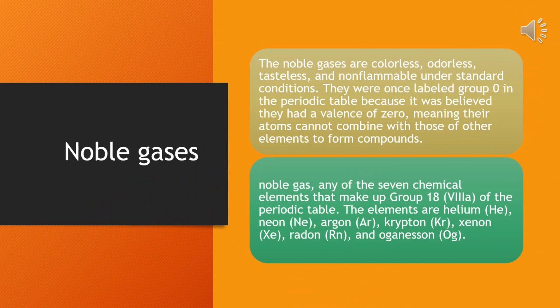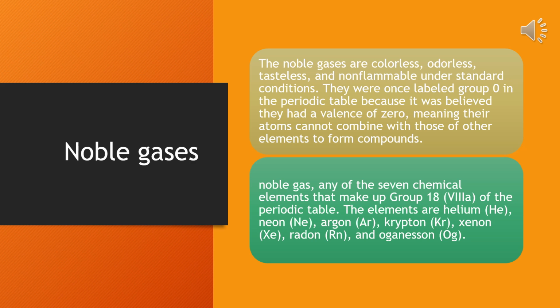The noble gases are colorless, odorless, tasteless, and non-flammable under standard conditions. They were once labeled group 0 in the periodic table because it was believed they had a valence of 0, meaning their atoms cannot combine with those of other elements to form compounds.